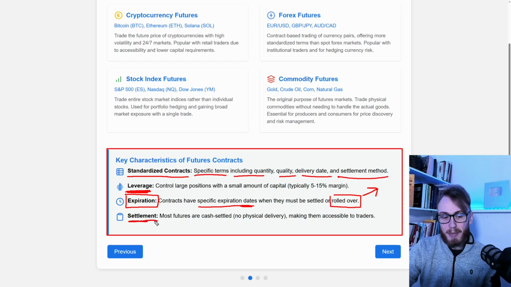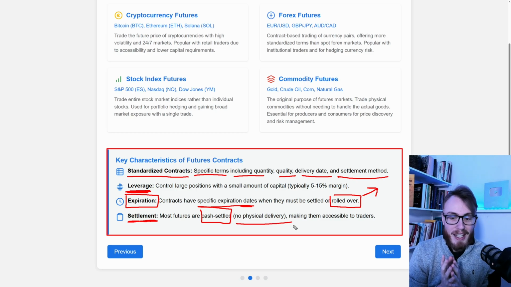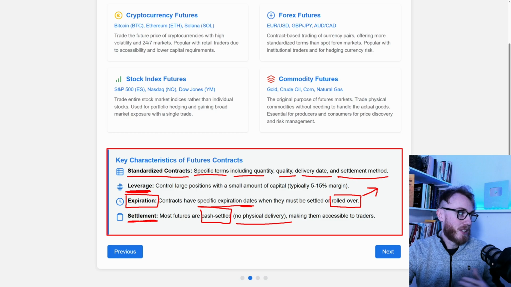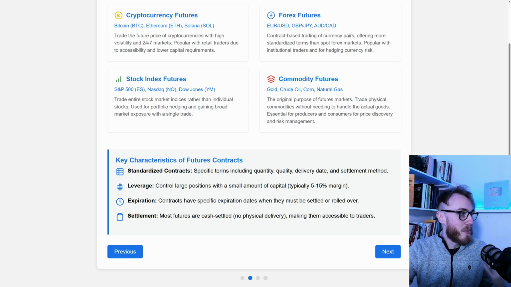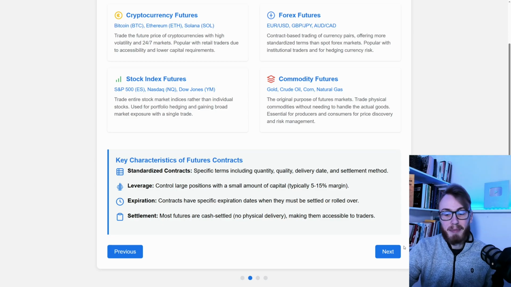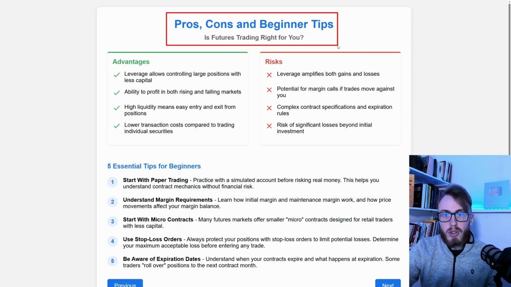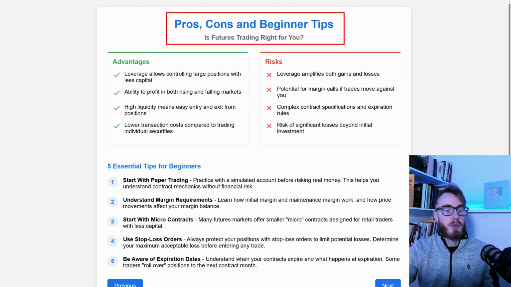So here is a little bit more about that settlement. Most futures are cash settled, meaning no physical delivery. So if you're watching this video, you're probably not interested in the physical delivery. But now then, what are the pros and cons of futures?